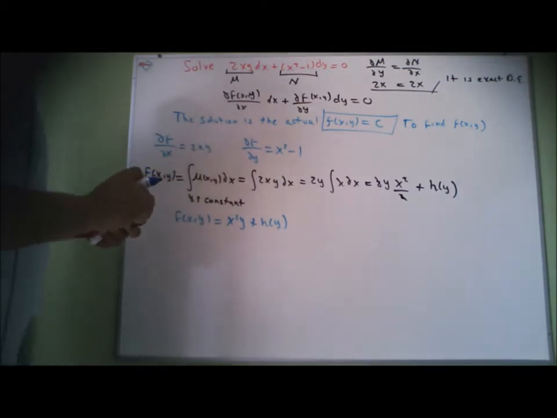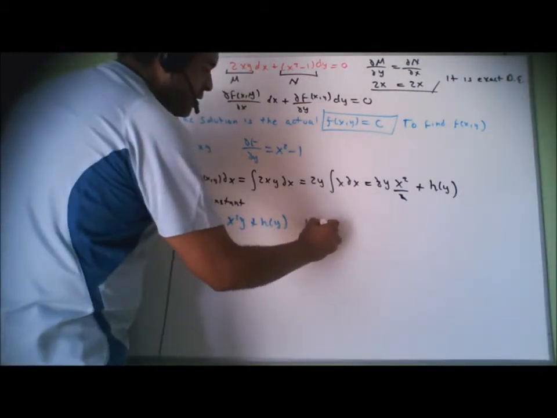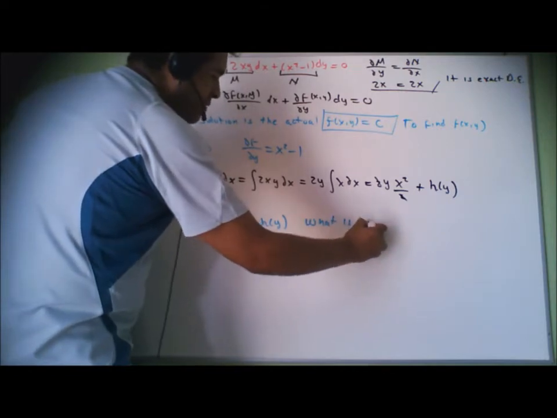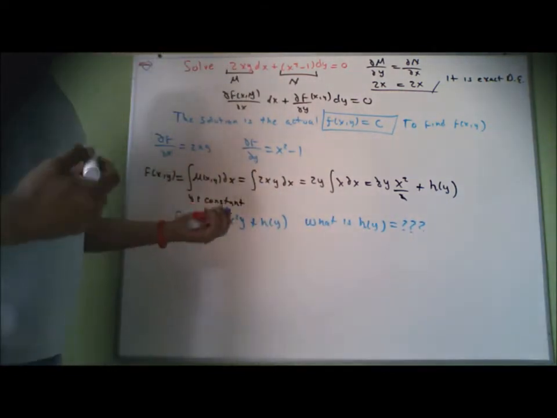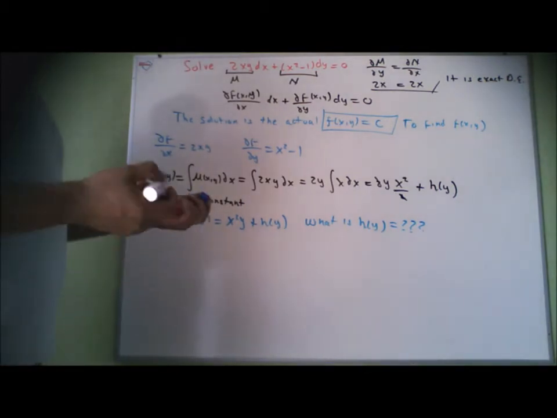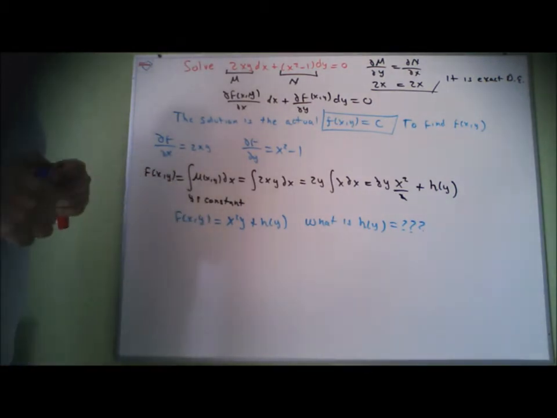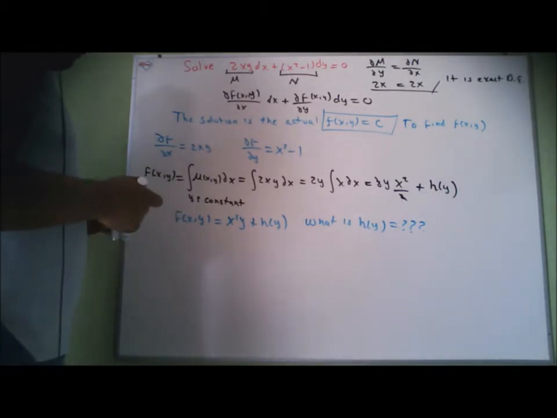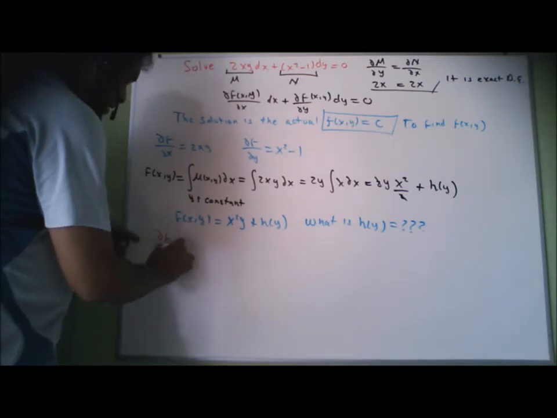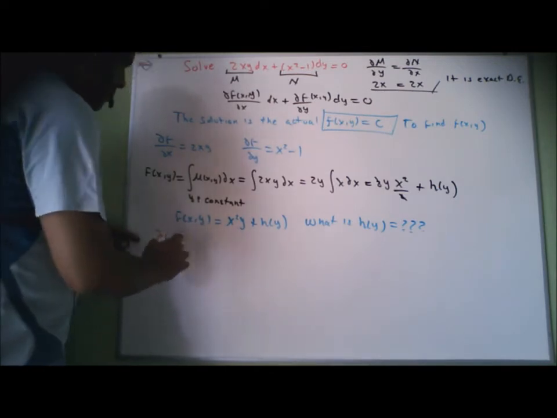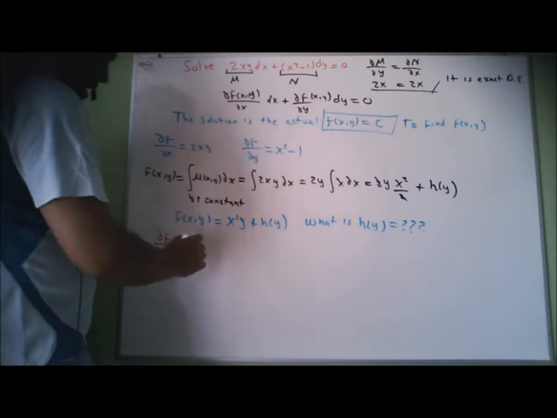Okay, now the task is what is h of y? Could be 0, could be a constant, or could be something as a function of y. We don't know yet. So let's find out the h of y. And to do so, what we are going to do is to take the partial of that function with respect to y, and that should be equal to my N.